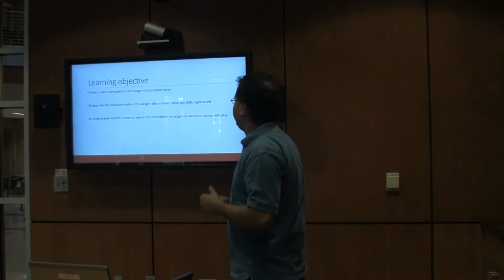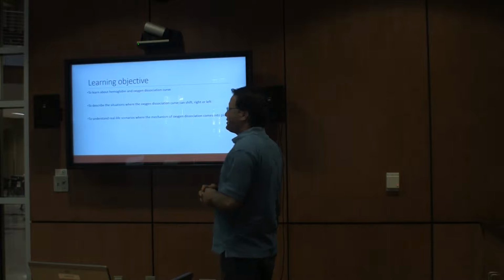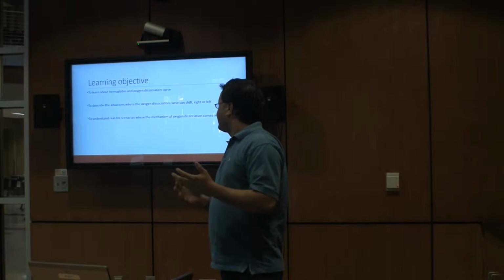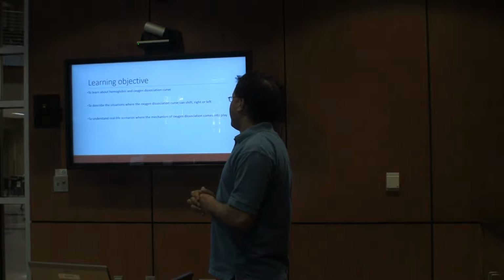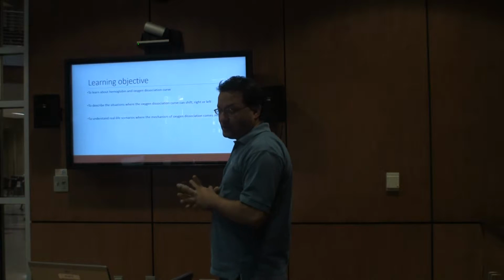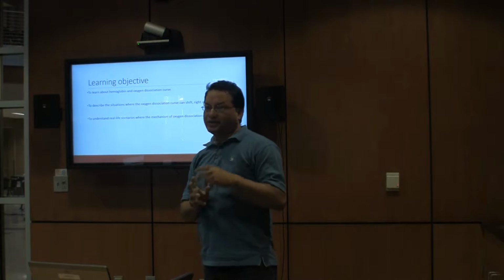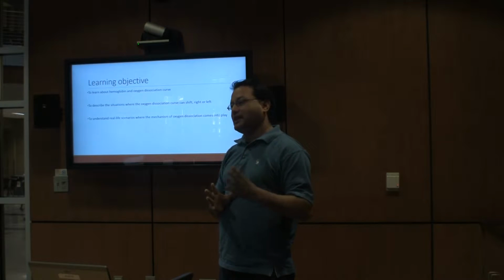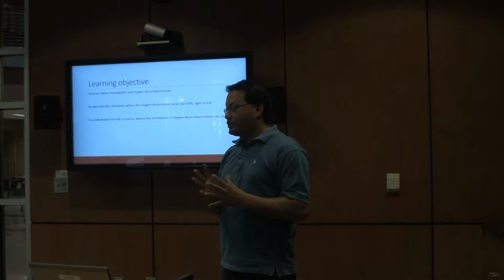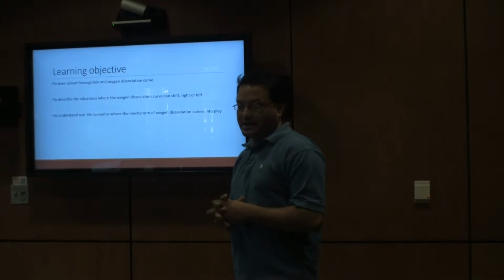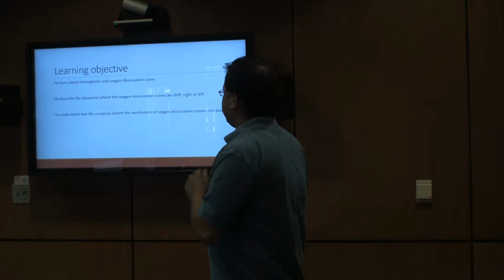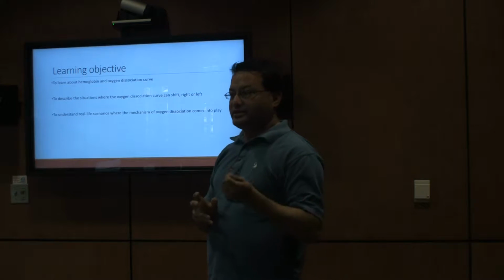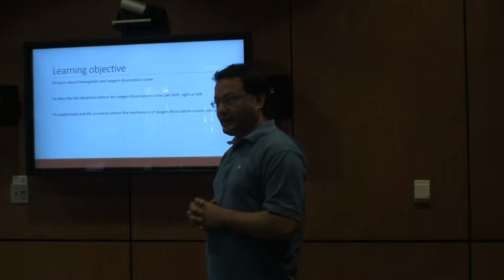So what are we going to learn today? We are going to learn about hemoglobin and the oxygen dissociation curve. Further, we are going to learn about how the curve can change, in what situation it goes to the right, in what situation it goes to the left, and what the implications are. We'll also try to understand real life scenarios where the mechanism of the oxygen dissociation curve comes into play.